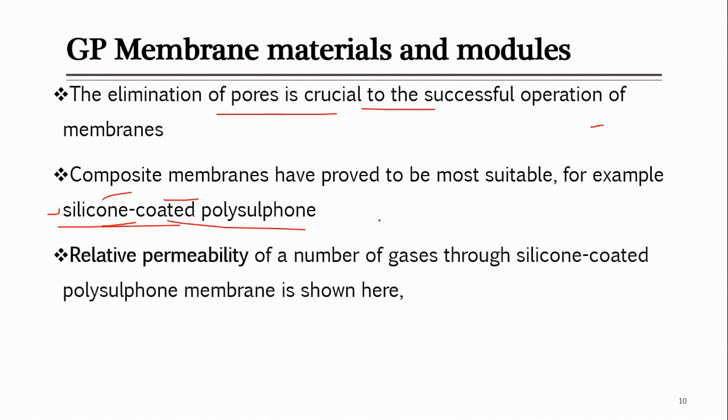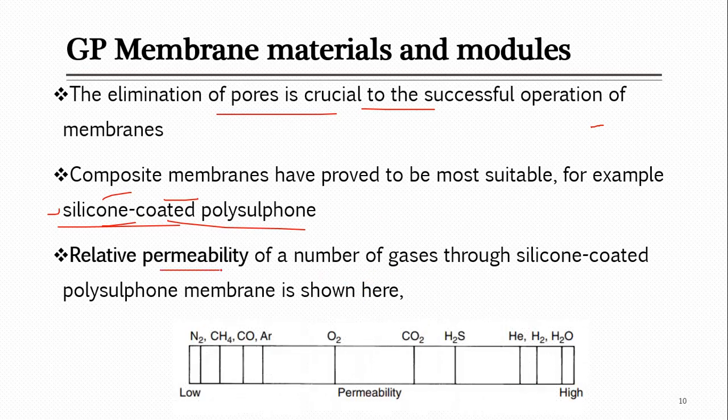Then there is the relative permeability of a number of gases through this silicon. Presented here is one figure in which you can see the relative permeability of a number of gases. When you select, suppose, this silicon coated polysulfone membrane and you are going for some separation, you have to look at whether this membrane is suitable for that separation or not.